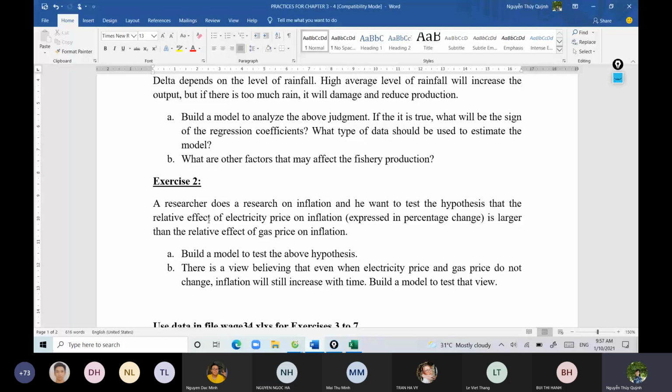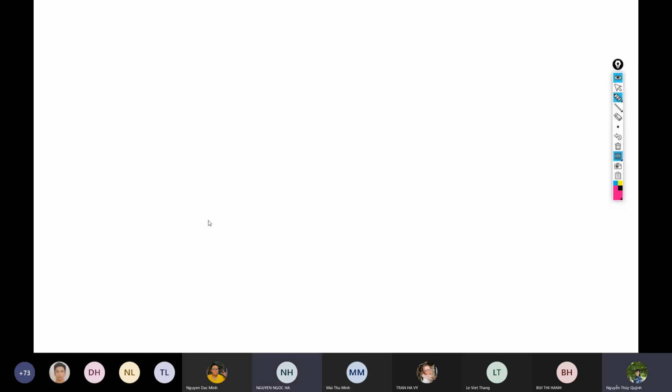So here we have inflation expressed in percentage change. We know that the unit for inflation is the percentage. So we have, for example, inflation here, which is our dependent variable.